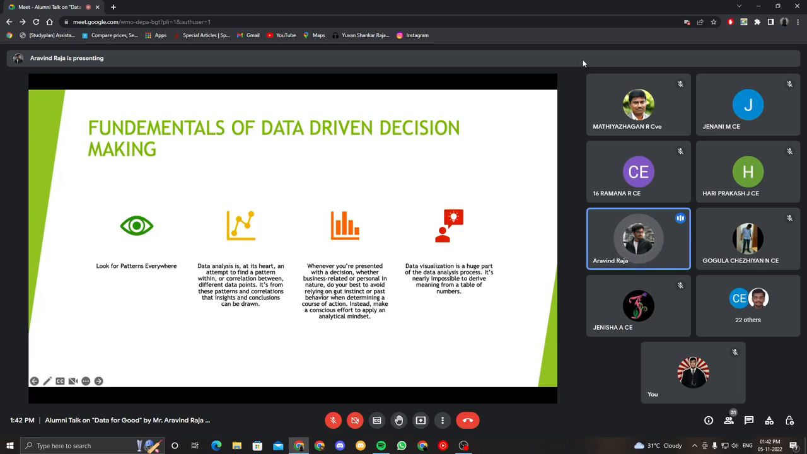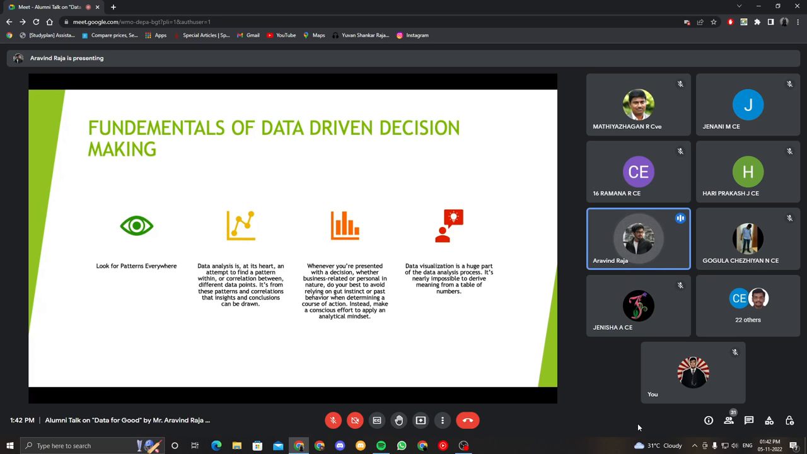Next one is analyze it. Here is where I'm talking about the correlation part. There is a simple correlation. Correlation means when something happens, this will also happen, or when something happens, this will not happen. So that kind of correlation we need to find.